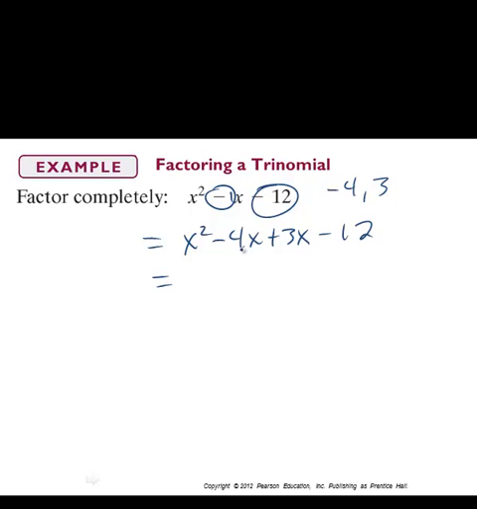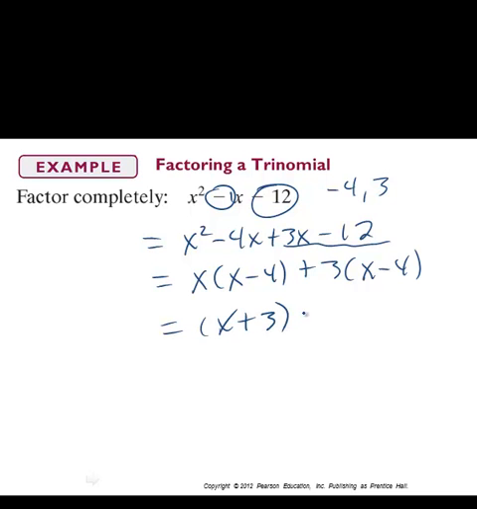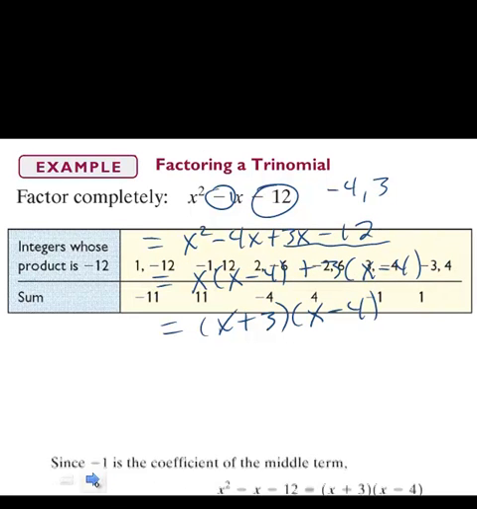Factor out the x from the first two terms. Factor out the 3 from the last two terms. And notice that you have an x minus 4. You're always going to have a common binomial factor at this step when you do this factorization method. And boom, you're done. Moving along here.